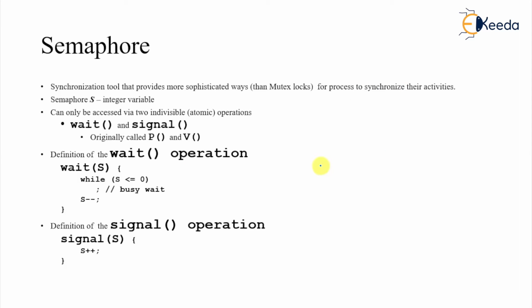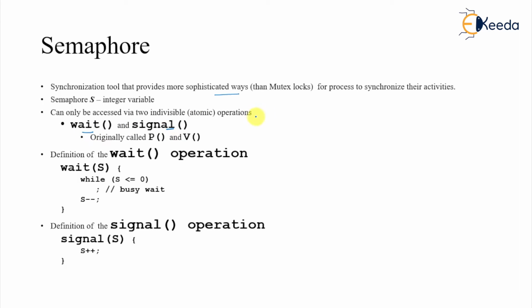So it's a tool to synchronize the process activities. Synchronization is a tool; it provides more sophisticated ways for processes to synchronize their activity. S is an integer variable, and we have two operations over here: wait and signal.